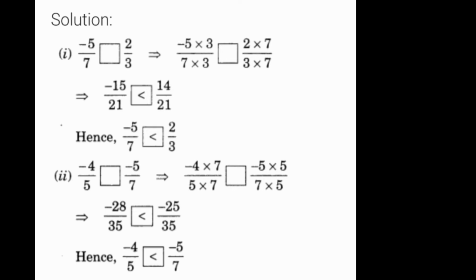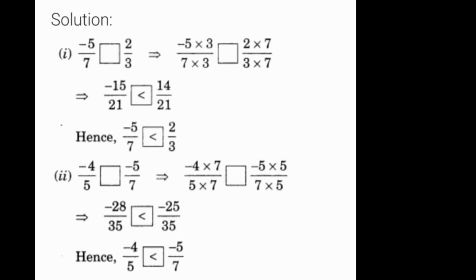So we get negative 5 into 3 by 7 into 3 and 2 into 7 by 3 into 7. So we get negative 15 by 21 and 14 by 21. From this we can easily decide that 14 by 21 is bigger than negative 15 by 21, because the first one is a negative rational number. So it is smaller.